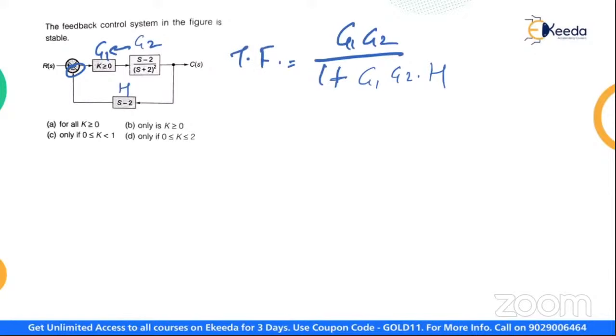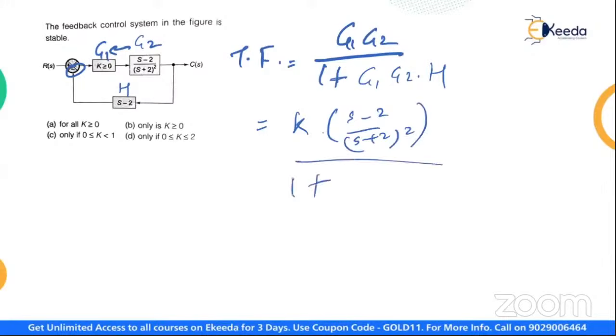Now please simply replace all of these values. What is G1? G1 is nothing but k, for k greater than or equal to 0. Which is, let us consider k into G2. G2 is how much? S minus 2 upon S plus 2 the whole square. Is it correct? Divided by how much, sir?